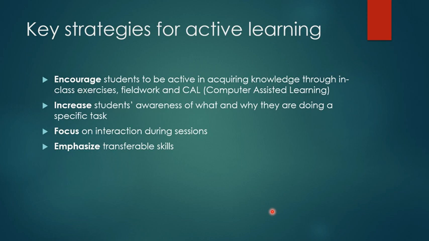There are four strategies for active learning. The first one is to encourage students to be active in acquiring knowledge through in-class exercises, fieldwork, or computer-assisted learning. The second one is to increase students' awareness of what and why they're doing a specific task. Thirdly, it's all about focusing on the interaction during sessions, especially student interactions. And fourthly, it's about emphasizing transferable skills.